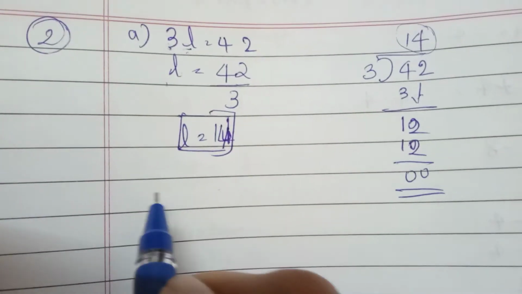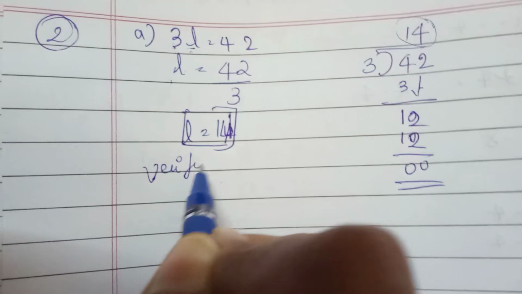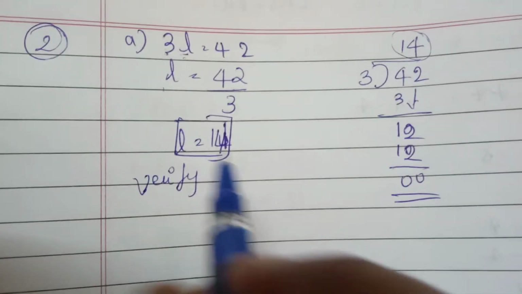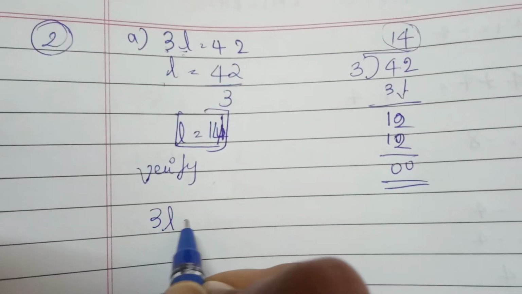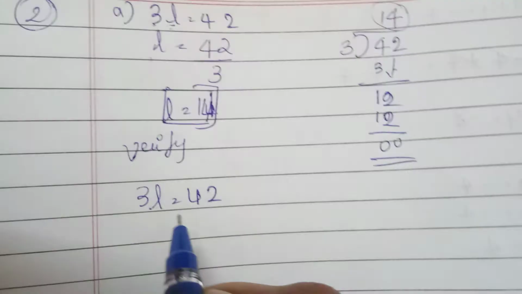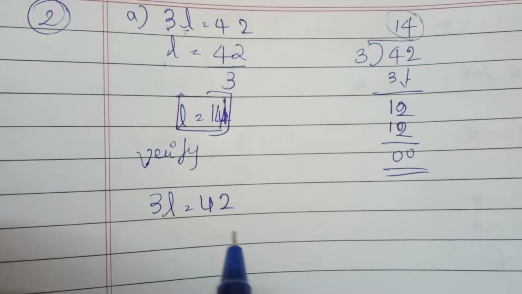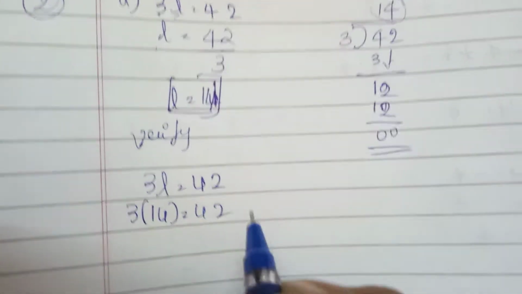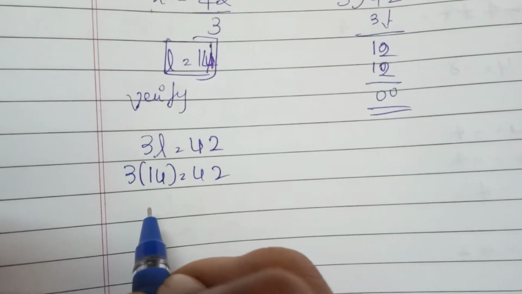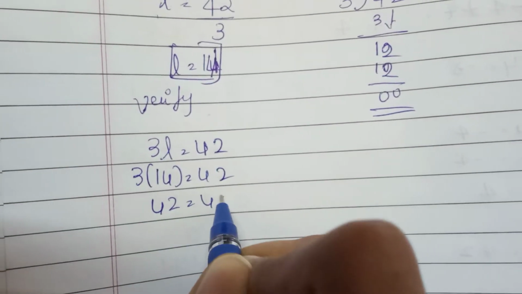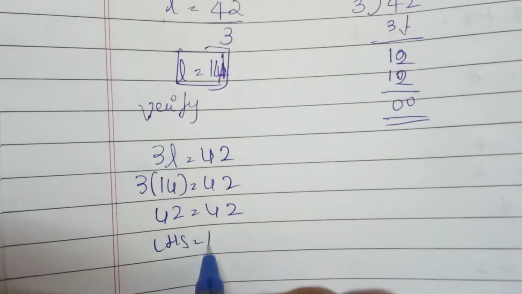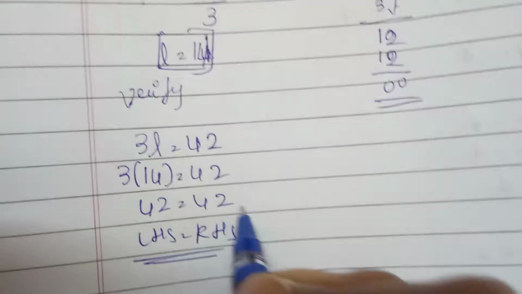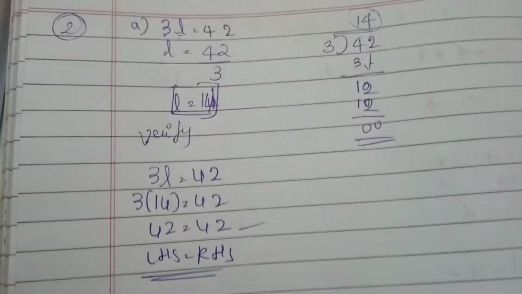So let's verify now. The same way you did in the first sum, you need to verify the equation. So 3L is equal to 42. Now in the L place, we need to put 14. 3 into 14 is equal to 42. 14 into 3 is 42. So therefore, LHS is equal to RHS, verified. Getting it?